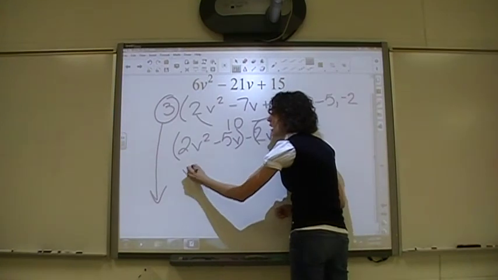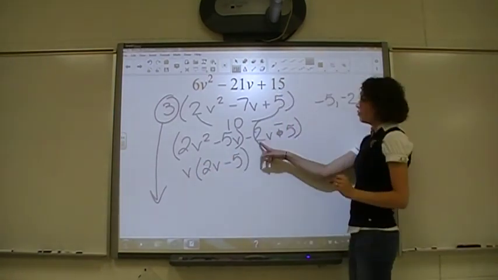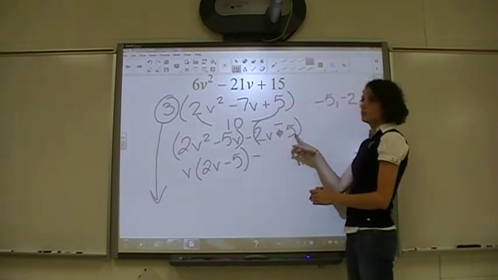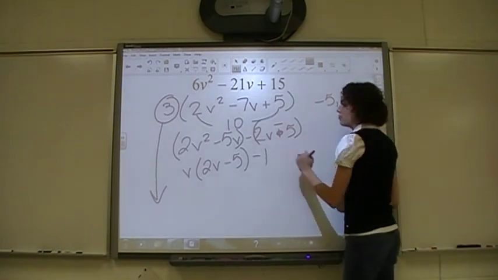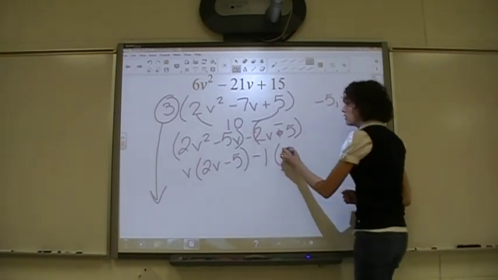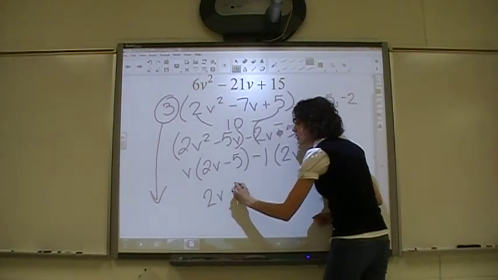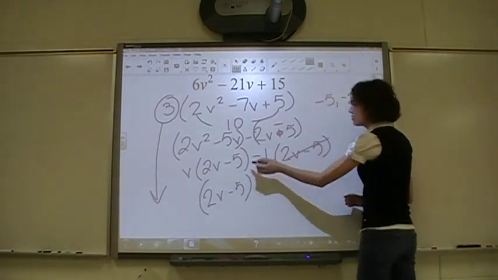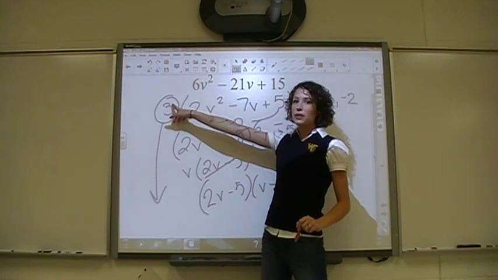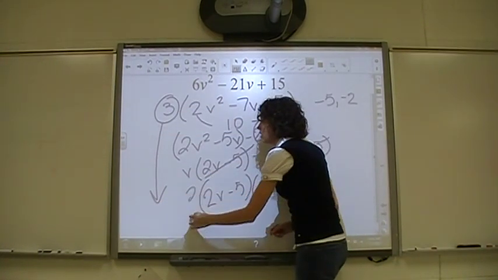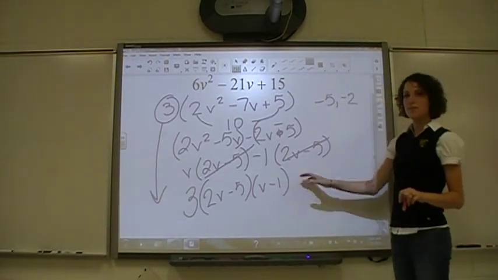You can take a v out of the first two, and you're left with 2v minus 5. Now, what can you take out of 2v minus 5? You can't take anything out, but you can take out a 1. You need to have that placeholder. You take a 1 out, and you're left with 2v minus 5. You see 2v minus 5 twice, cross those out, and you're left with v minus 1. Don't forget about this 3 that you factored out because you have this arrow down here. So my final answer is 3 times the quantity 2v minus 5 times v minus 1.